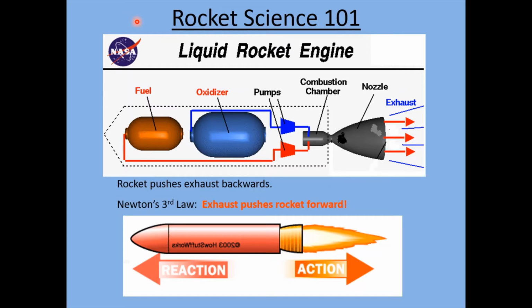So the way a rocket engine works, or a rocket works basically, is it has a fuel tank and it has some sort of oxygen supply. And it basically pumps the fuel and the oxygen, mixes them together in a combustion chamber, and ignites this fuel. What happens then is the fuel combusts very explosively, and the exhaust is pushed out of the back of the rocket and directed backwards by a nozzle.